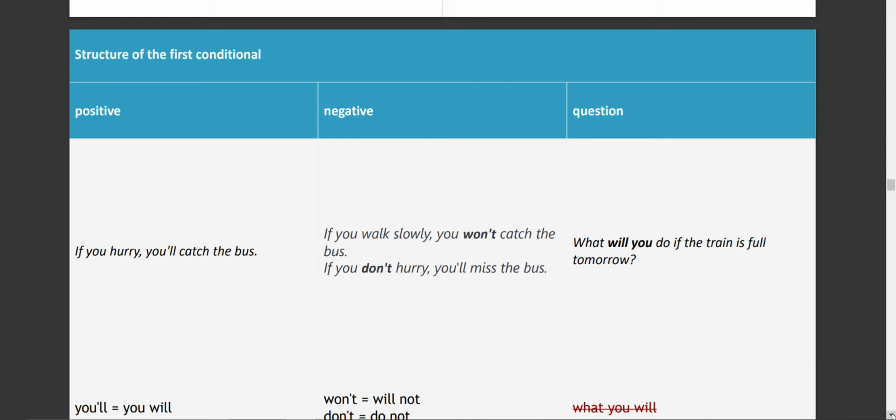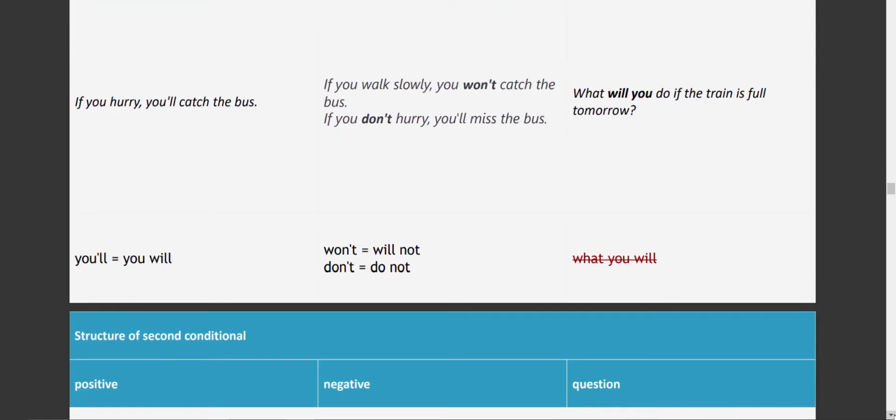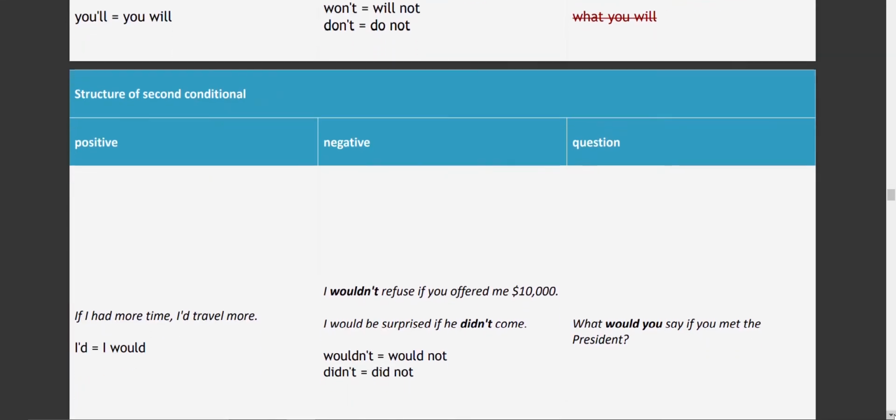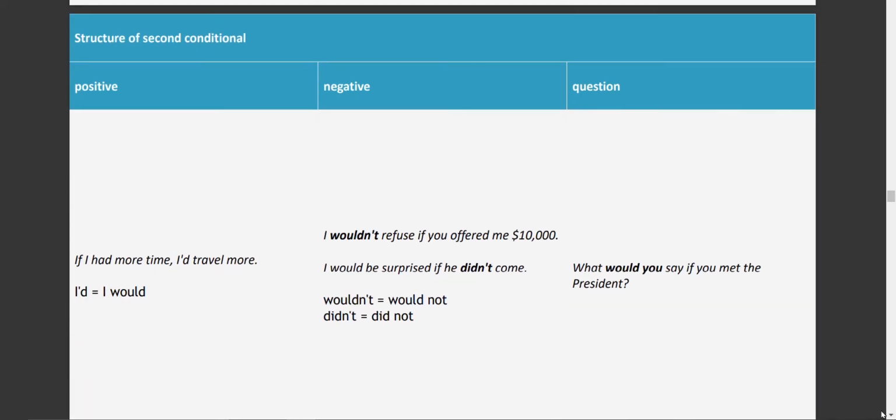Now we come to the negative case, النفي. If you go slowly, you will not catch the bus. If you don't hurry, you'll miss the bus. In the case of question: what will you do if the train is full tomorrow? What will you do if the train is full tomorrow? في حالة question. You will, won't, will not. Right?